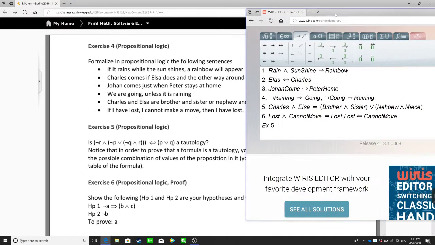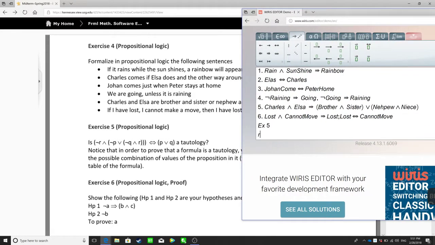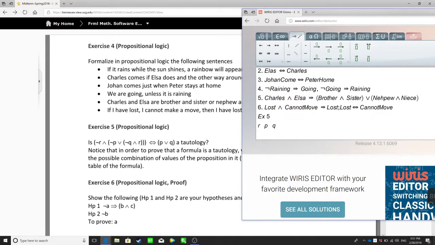Let's see. So here we have R, P, and Q. For R, P, and Q, if each of them has two possibilities, true or false, right? For all of them, how many combinations are there? 9 combinations. How many? 9. Why do you think it's 9? There's 3 to the third, or 3 squared, so 9. Probably minus 1, so 8.